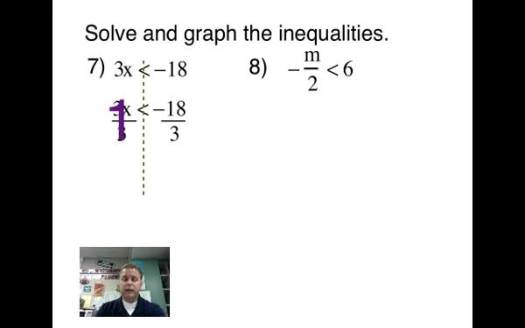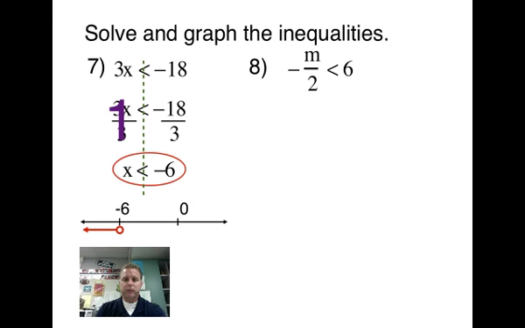And we need to check, did we multiply or divide both sides by a negative? No, we divided both sides by a positive 3. So we do not flip the sign here because we divided both sides by a positive. Then we're going to graph it, so we'll put negative 6 and 0. And we want numbers smaller than negative 6, so we'll say open circle, going to the left.